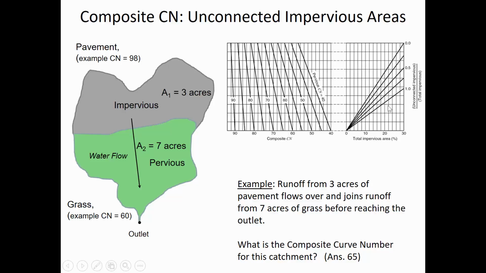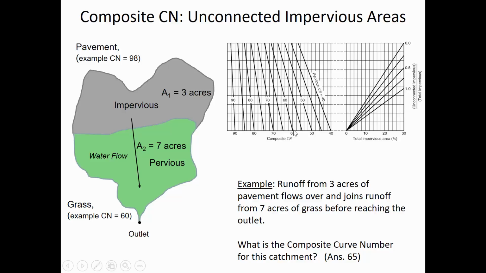Again, okay, so the decision points here are 100% of it is unconnected. So all of the impervious area is not touching the outlet. So that's why we're using the 1.0 curve. And then the total impervious area for this watershed is 30%. So we go up from the 30 and intersect this 100% curve. Then we go left until we hit the pervious curve number of 60. And then down until we get the composite curve number.